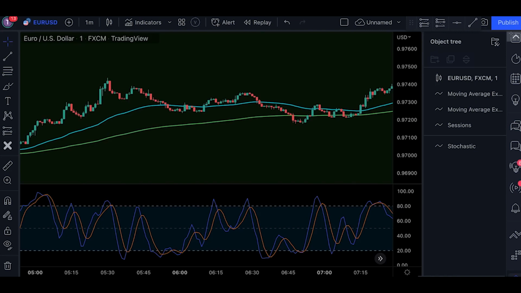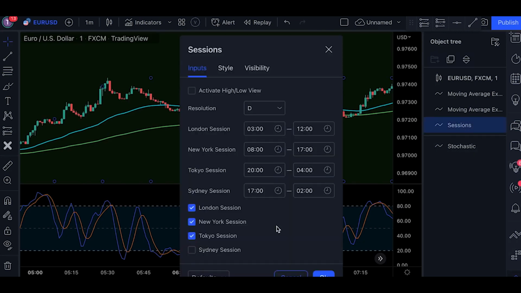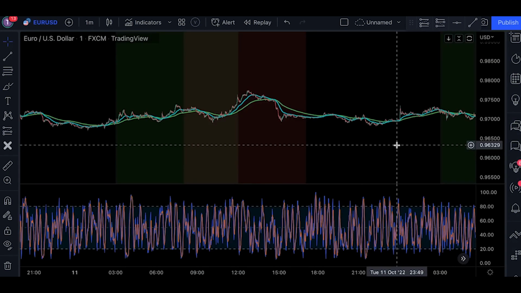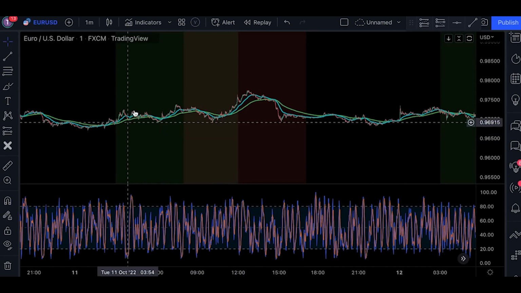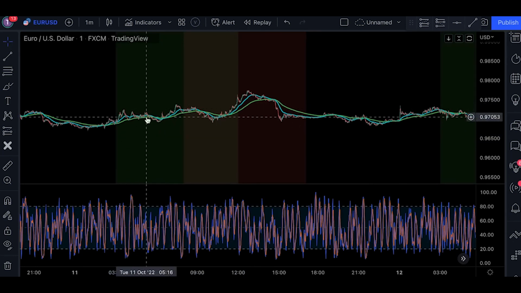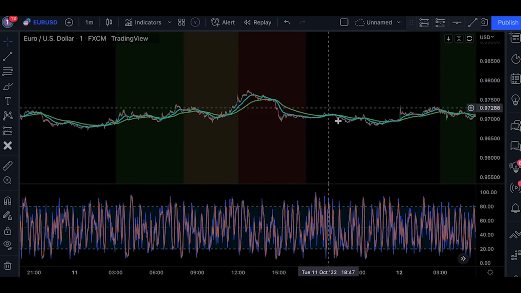And finally, let's select the specific sessions we're going to be trading on. This setup works the best on the London and New York sessions, so let's actually disable the Tokyo session. And the reason we selected the New York and London sessions is because the market participants are more active during this time. Notice, as soon as the London session opens, the market starts heavily trending. And after a New York session, the market is usually flat.